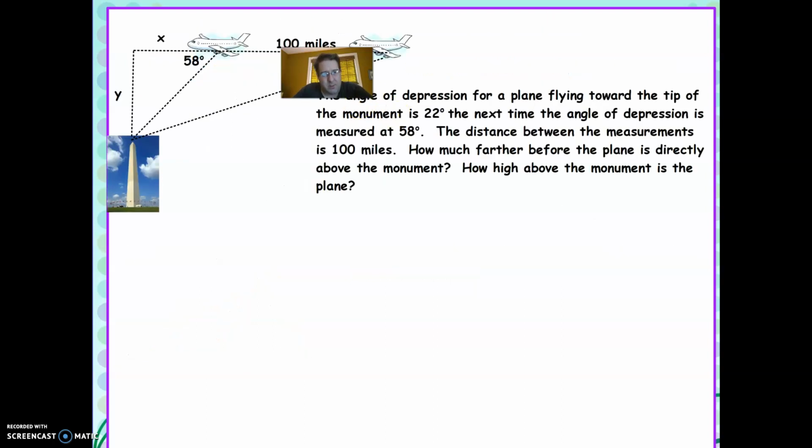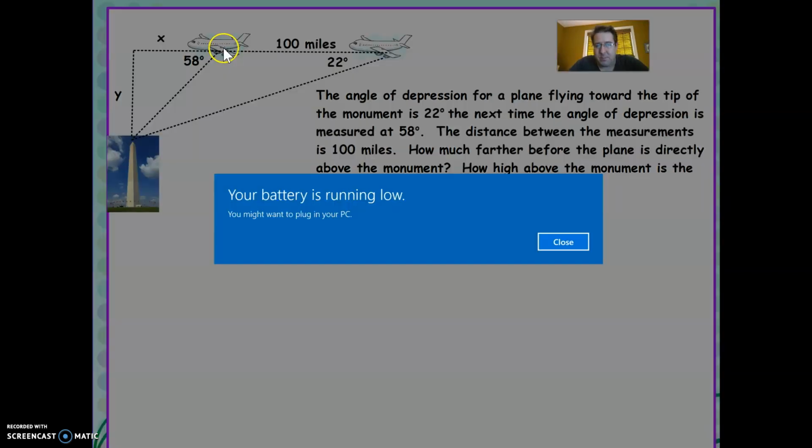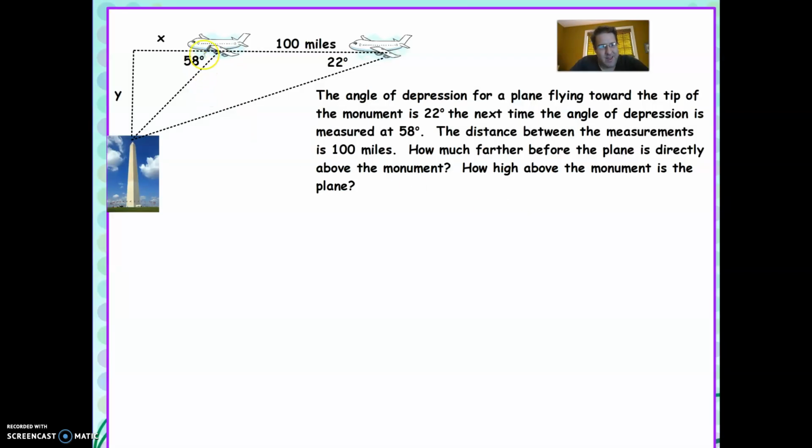Now, last but not least, I want to talk about a word problem. So it talks about how the angle of depression for an airplane is 22 degrees to see the Washington Monument. And then later on, after 100 miles have been traveled, then it's a 58 degree angle of depression. So that tells us quite a bit of information. So we can find how high the plane is and how far it'll have to go before it's right above the Washington Monument.